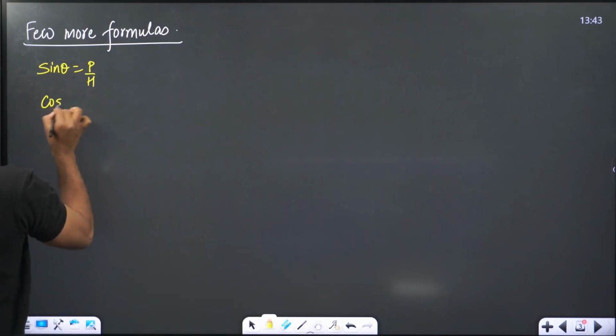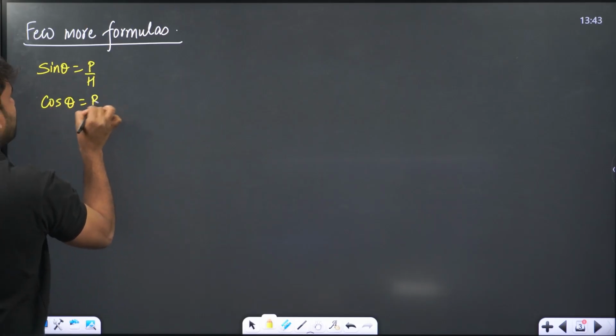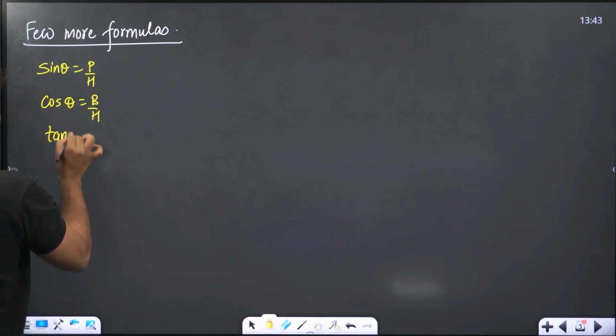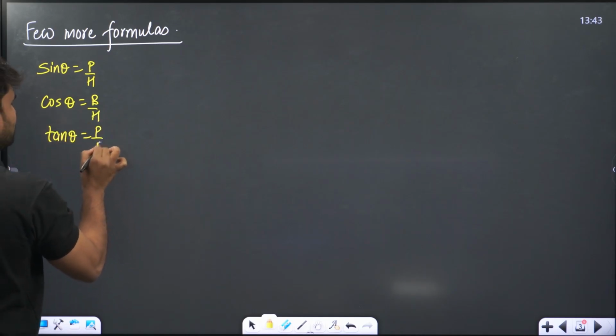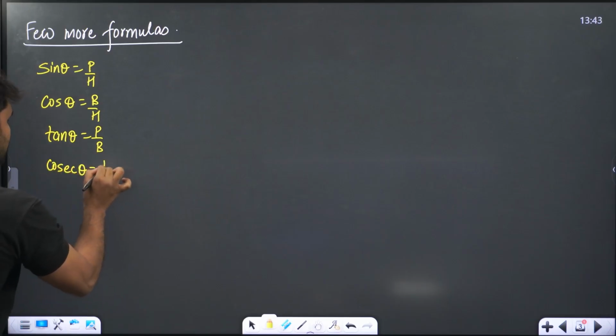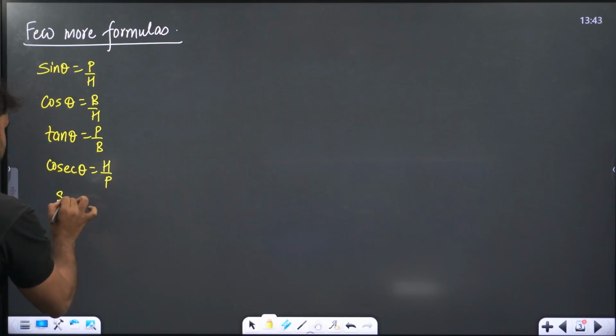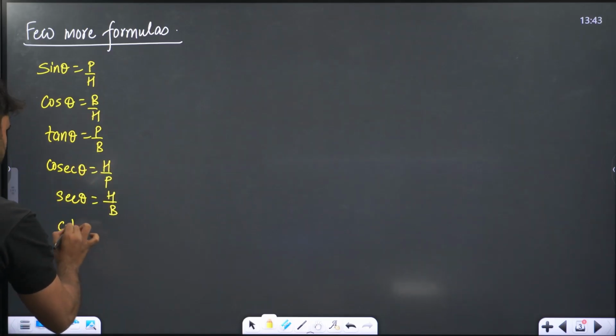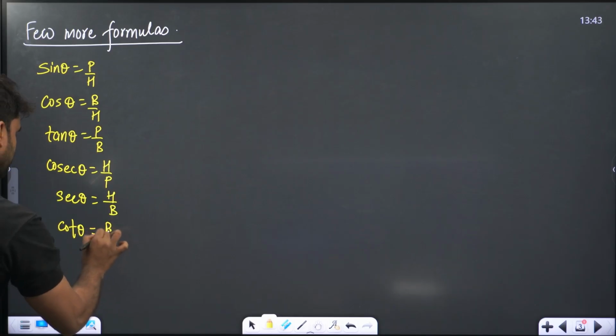And what is cos theta? Cos theta is base by hypotenuse, right? And what is tan theta? Tan theta is perpendicular by base. And now, what is cosec theta? Cosec theta is hypotenuse by perpendicular. What is sec theta? So sec theta will be reciprocal of this, hypotenuse by base. And the last is cot theta, base by perpendicular.